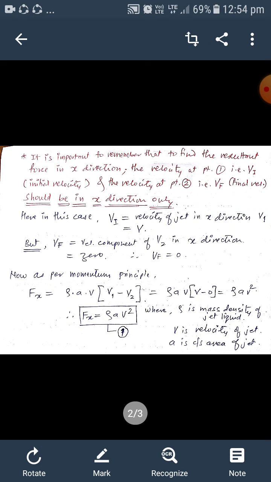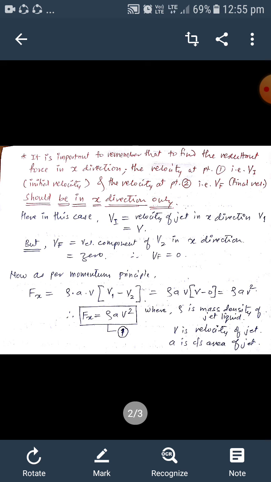It is important to remember that to find the resultant force in x direction, that is the direction of jet, the velocity at point 1, that is initial velocity, and the velocity at point 2, that is the final velocity, should be in x direction only. Here, in this case, Vi, that is the initial velocity at point number 1, is velocity of jet itself. Therefore, Vi is equal to V.